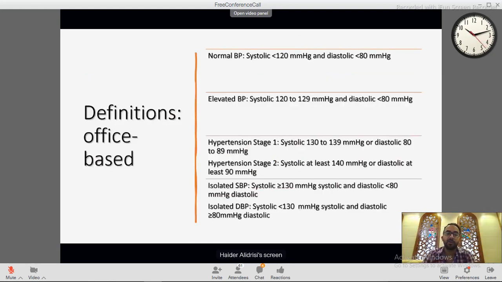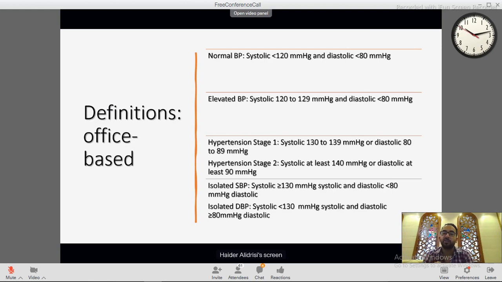Definition of hypertension based on the office-based blood pressure. Normal blood pressure is systolic below 120 and diastolic below 80 millimeters of mercury. Elevated blood pressure is systolic between 120 and 129 and diastolic less than 80 millimeters of mercury. And so, hypertension stage 1.